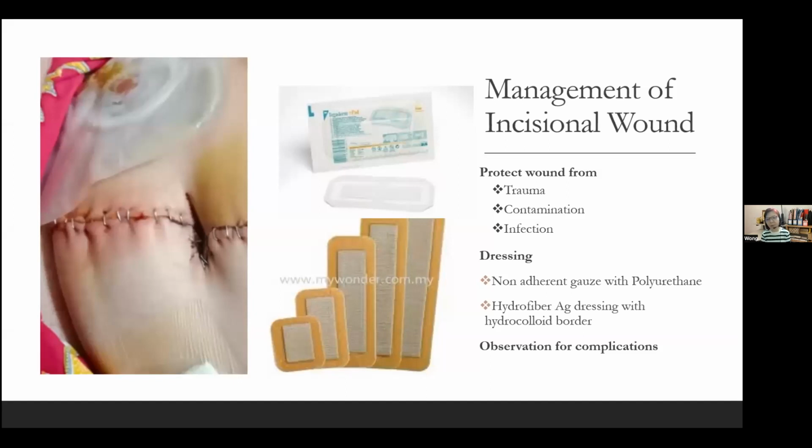For the dressing choices, normally these types of wound are not so exudative. So we can just use some non-adherent gauze with polyurethane film, which you are quite familiar with, like the 3M surgical dressing. Sometimes for a wound where you think there is a higher risk of infection, you can use something like hydrofiber with silver, and the wound dressing can be backed by some hydrocolloid. All these are the different choices of dressing that can be used on incisional wounds.